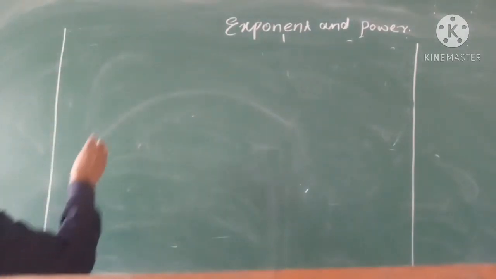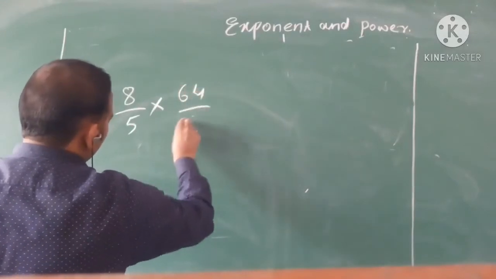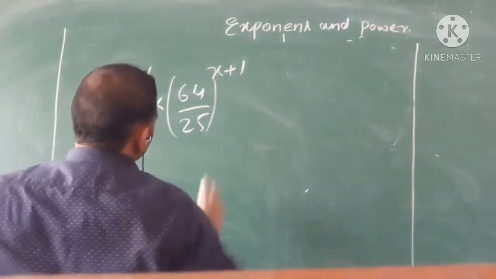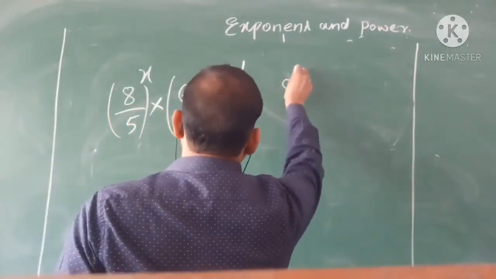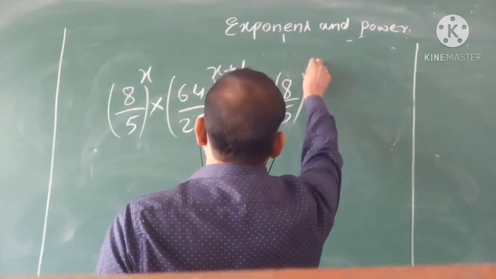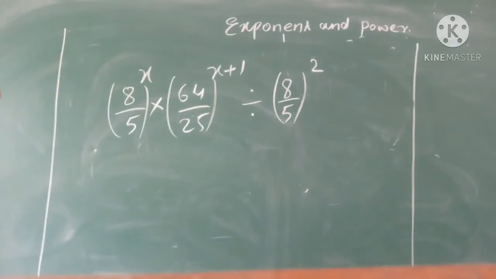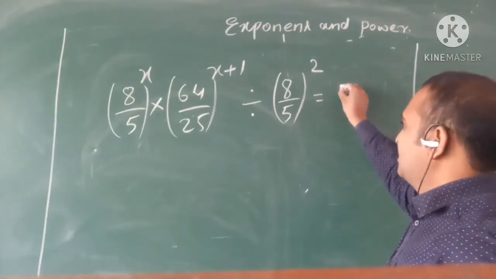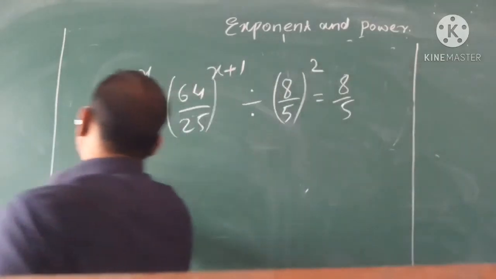One problem may be like that: 8 by 5 to the power x into 64 by 25 to the power x plus 1, divided by 8 by 5 to the power 2, is equal to, suppose any number, suppose 8 by 5, and I am going to solve it.